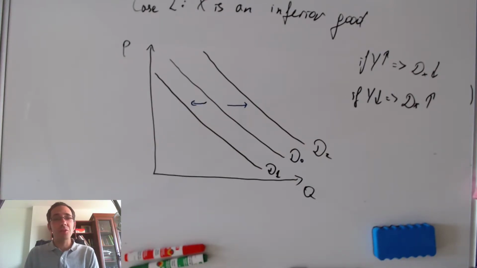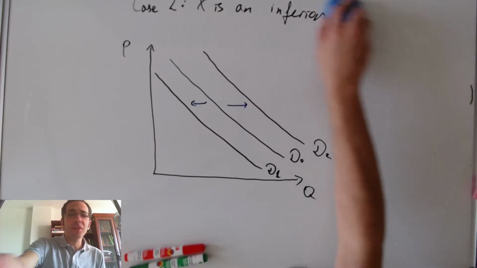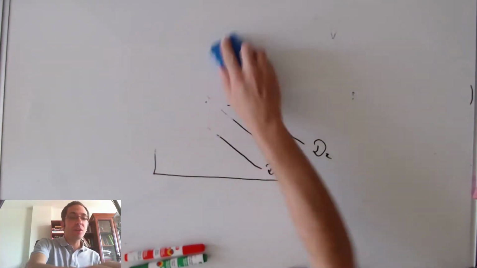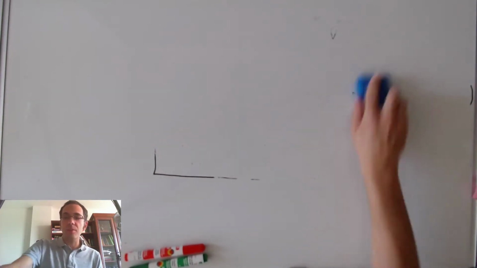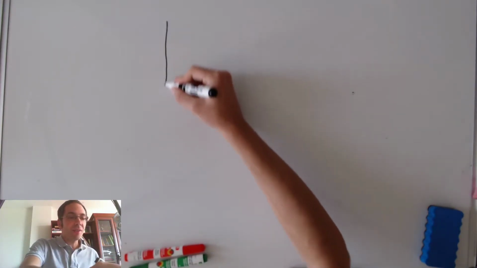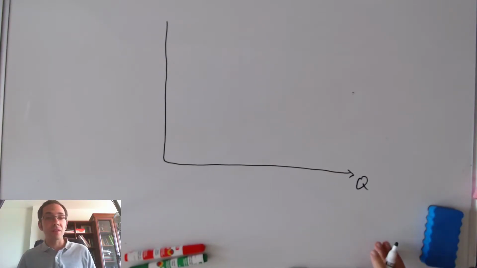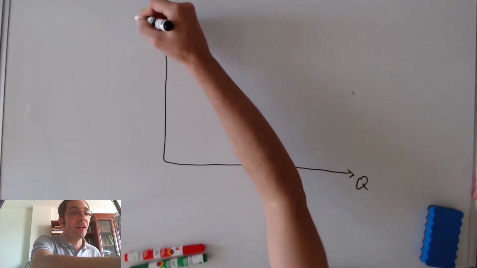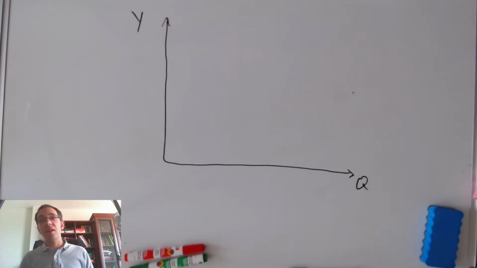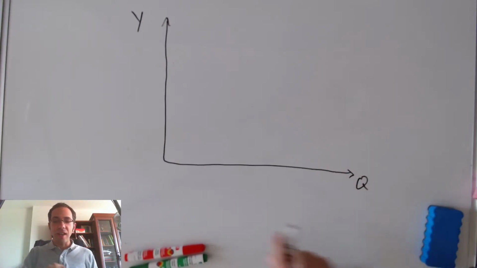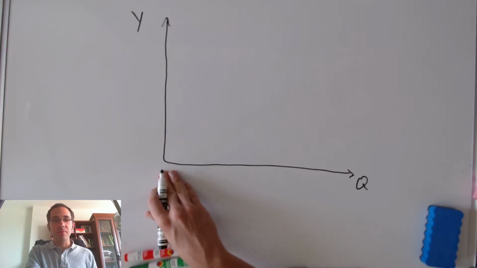An interesting situation. Finally, I want to show you something called the Engel curve. It's called an Engel curve after a German economist whose name was Engel, obviously. That's how in economics we name our curves. And the Engel curve will have quantity demanded for a product on the horizontal axis, and it will have the income of the household on the vertical axis.